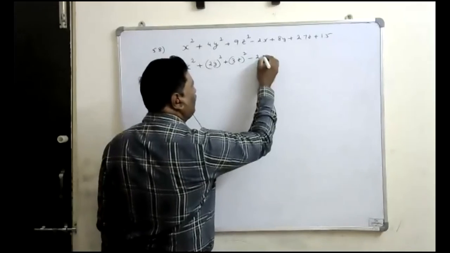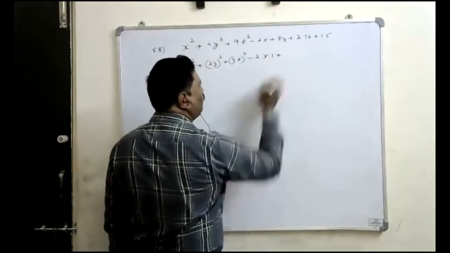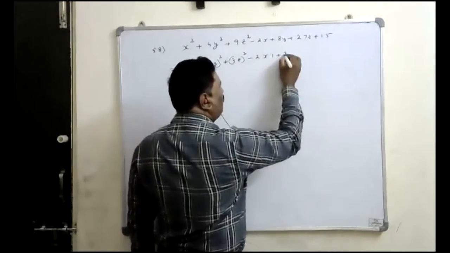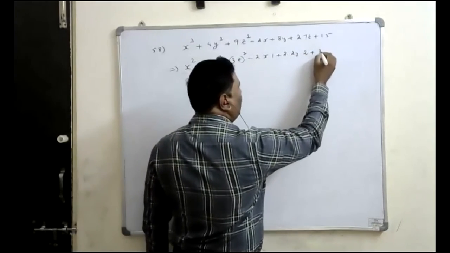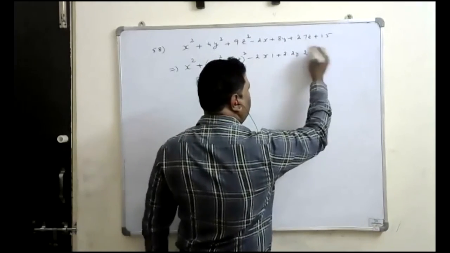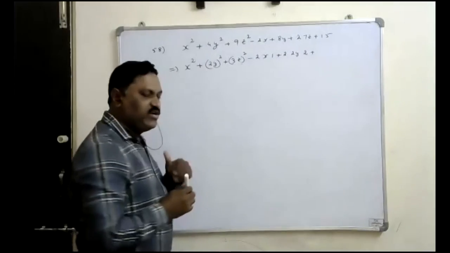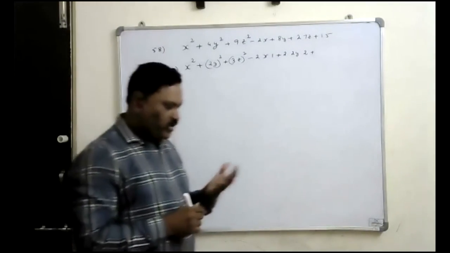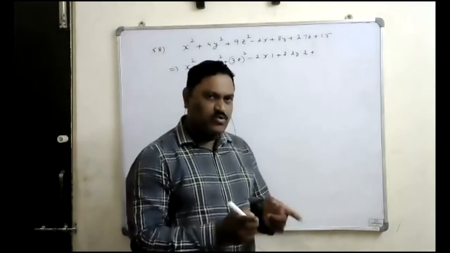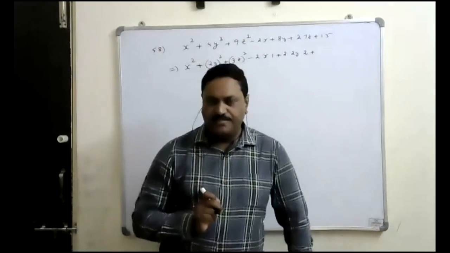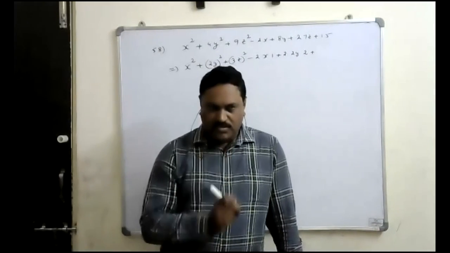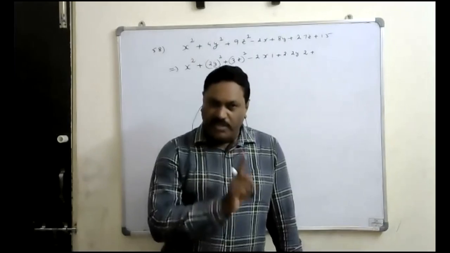Minus 2x means 2 into x into 1, plus 8y, I can write as 2 into 2y into 2. Plus 27, I can write, because if I want to convert into the perfect square format, we have to convert that into either a plus b whole square or a minus b whole square form. What is the formula for a plus b whole square? a square plus b square plus 2ab.